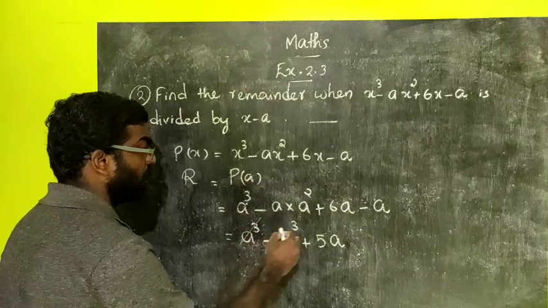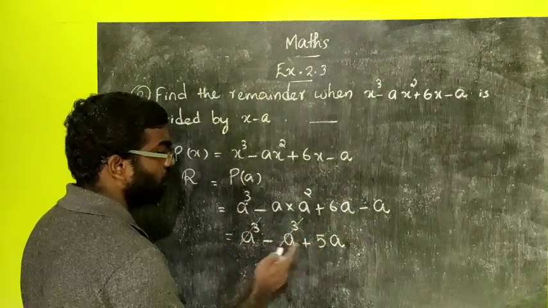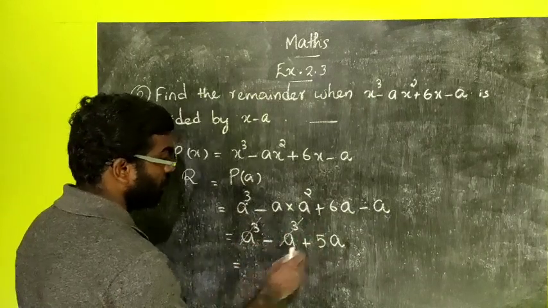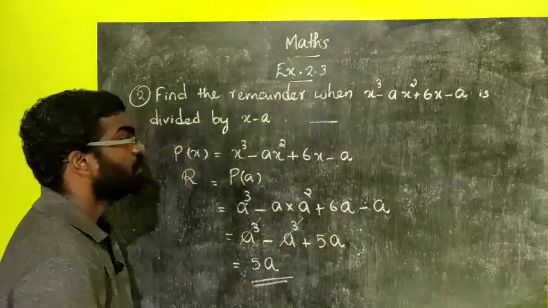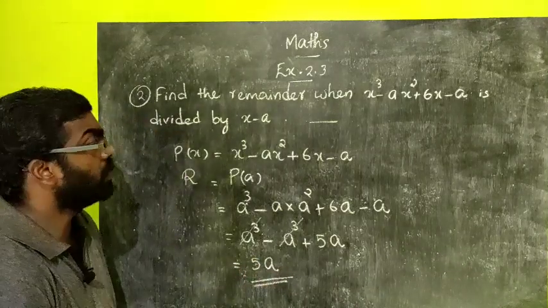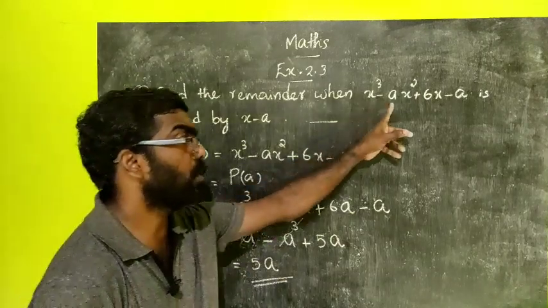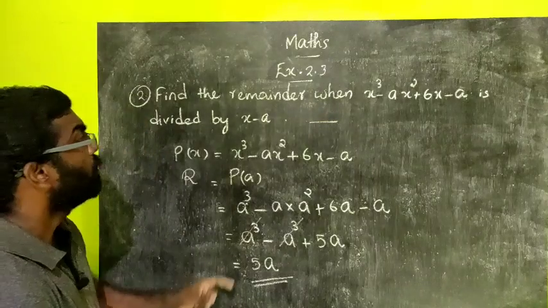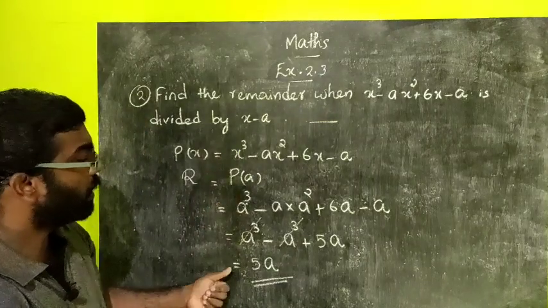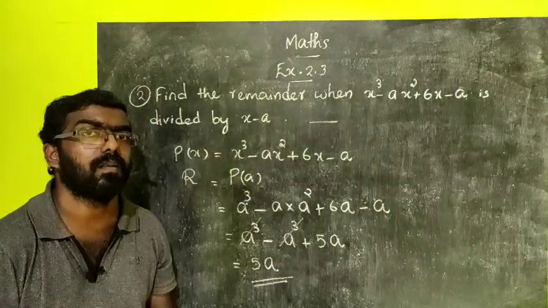a cube minus a cube we can cancel. It is 0. So the balance, or the remainder, is what? 5a. That means the remainder obtained when dividing the polynomial x cube minus ax square plus 6x minus a by x minus a will be equal to 5a. Clear?